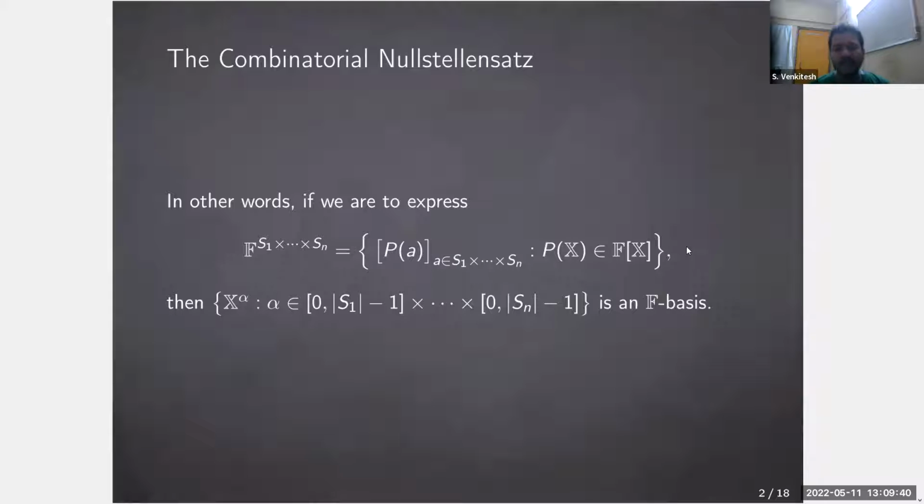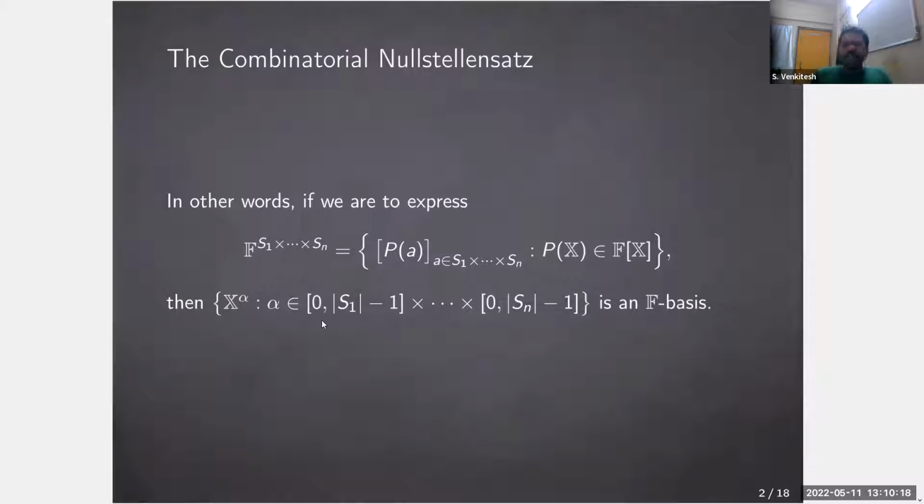In other words, instead of thinking of these as functions from the product set into F, think of this as a vector space with dimension size of S1 cross size of Sn, and think of these as evaluation vectors. If we are to express every vector in this vector space as an evaluation of a polynomial, then the monomials x to the alpha, where alpha ranges in this grid, are enough to give me a basis of this vector space.